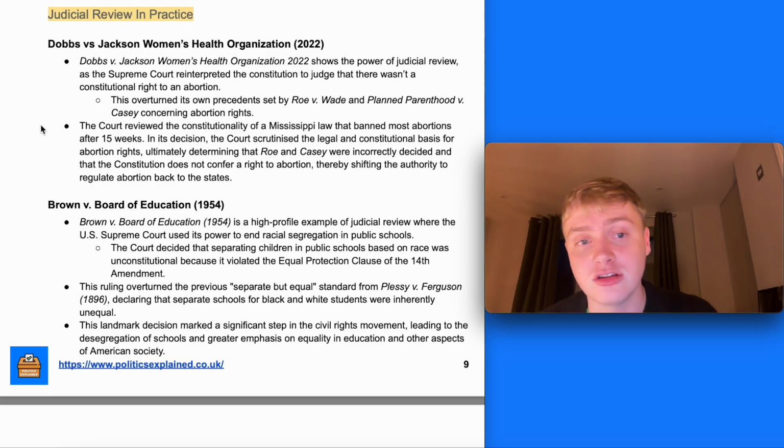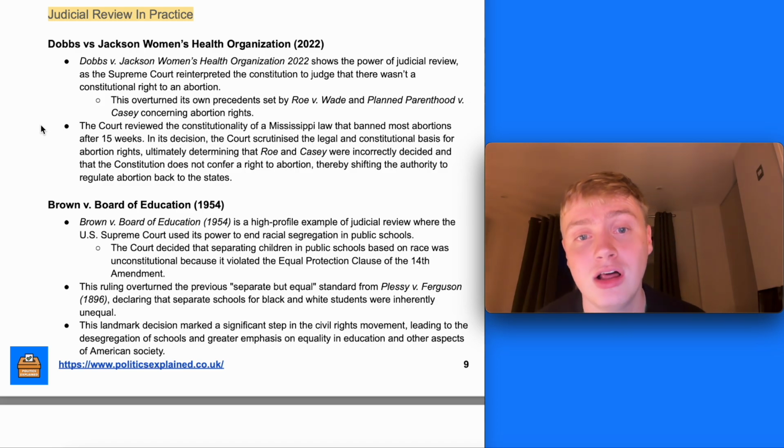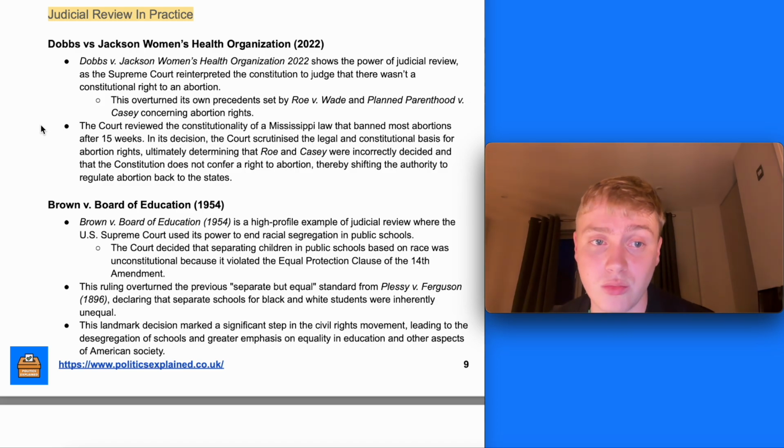And this overturned the precedent set out by Roe v. Wade and Planned Parenthood versus Casey concerning abortion rights. The court reviewed the constitutionality of a Mississippi law that banned most abortions after 15 weeks. And in its decision, the court scrutinized the legal and constitutional basis for abortion rights, ultimately determining that Roe and Casey were incorrectly decided and the Constitution does not confer a right to an abortion.